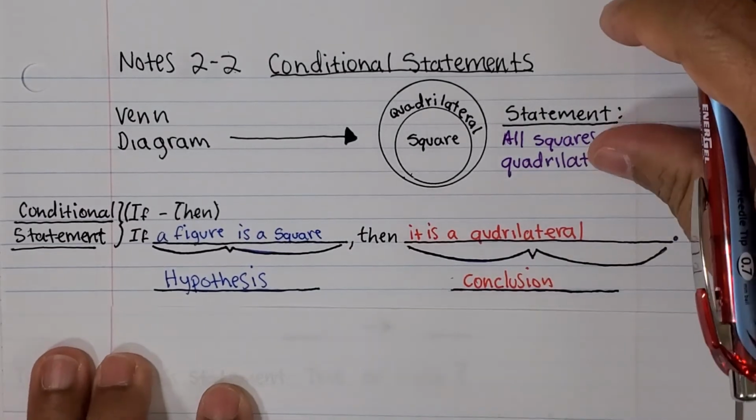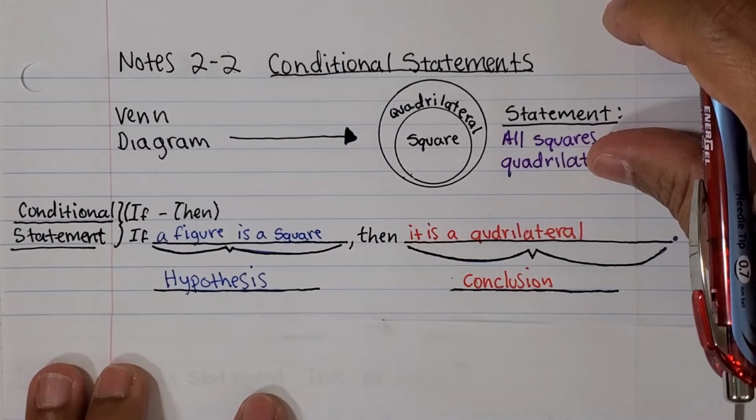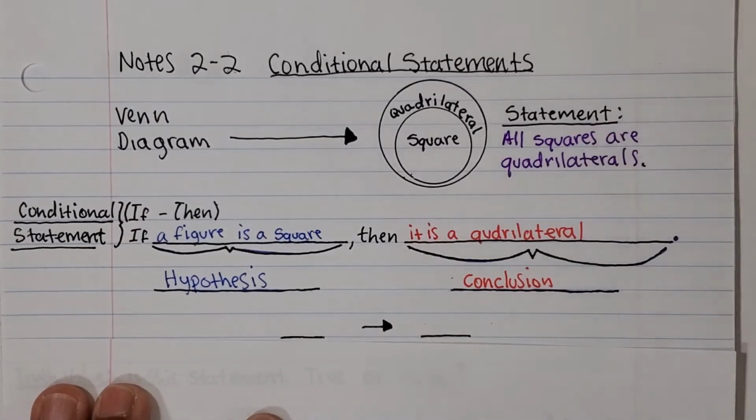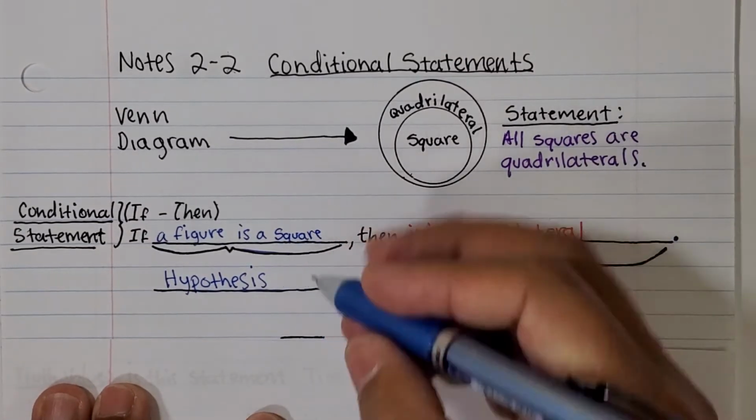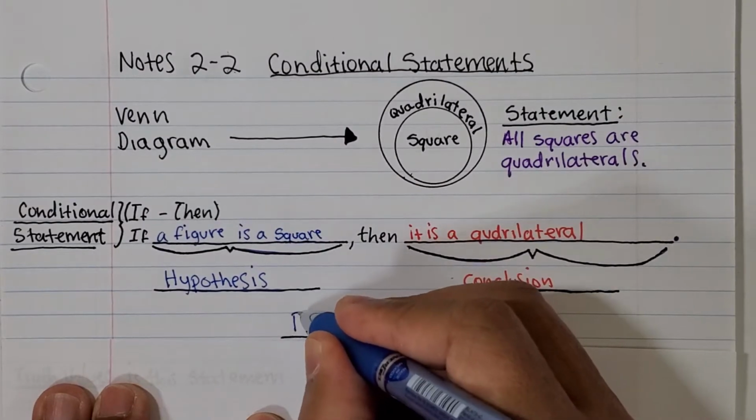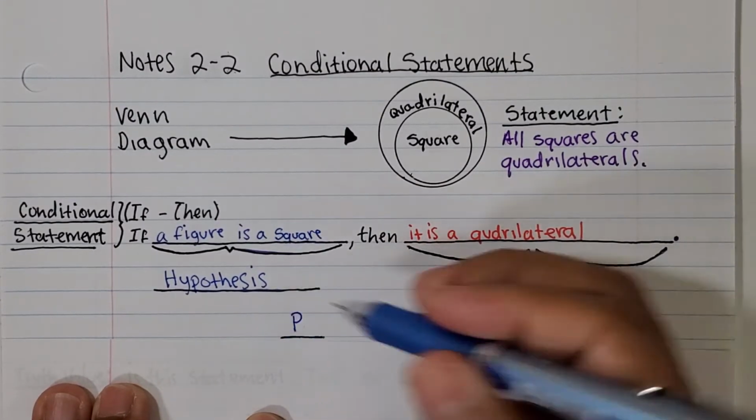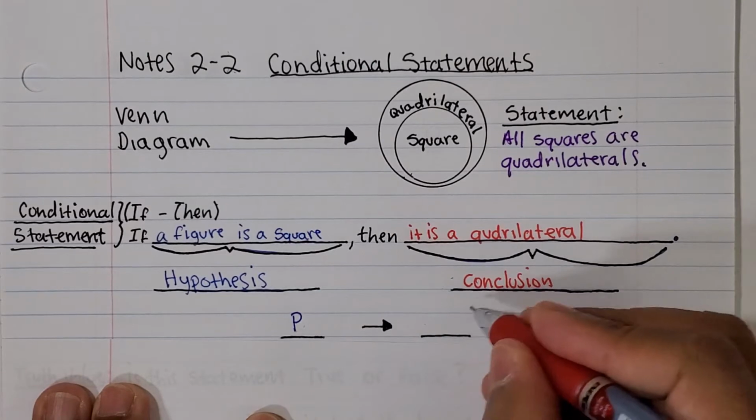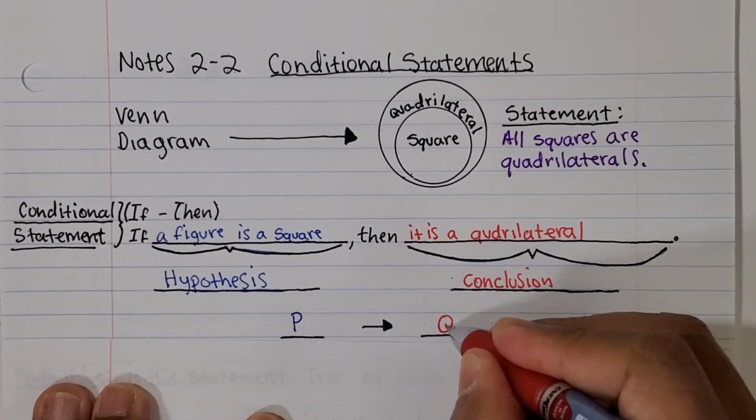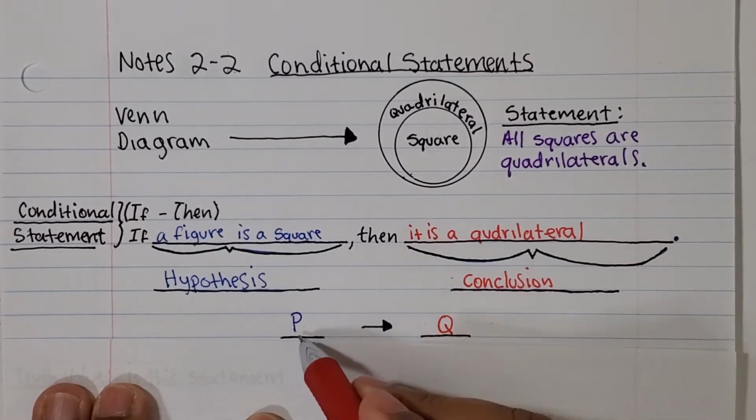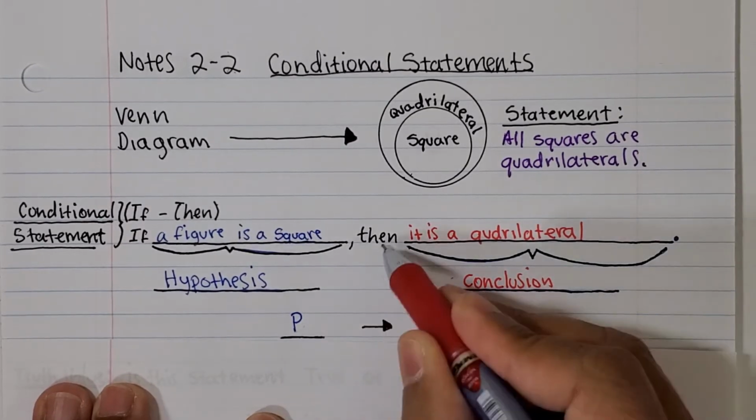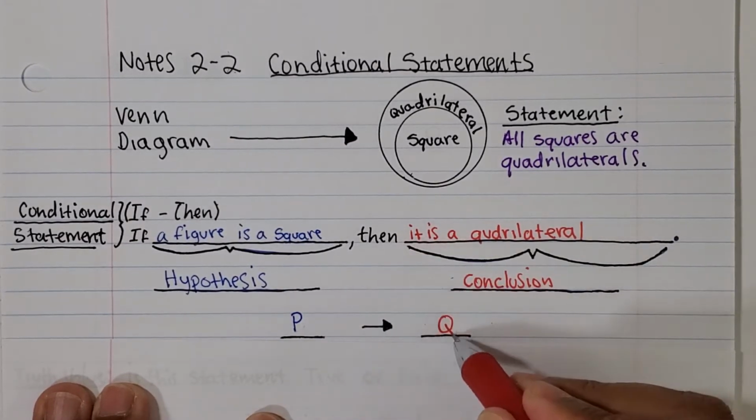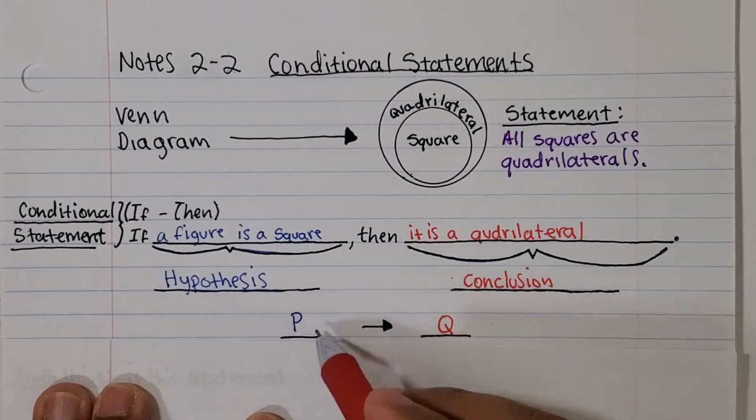Okay, but in math, we use some notation here. So the hypothesis, we usually use P. P represents a hypothesis and Q represents a conclusion. So if P, which is the hypothesis, is true, this arrow means then Q is true. So if the hypothesis is true, then Q is true.